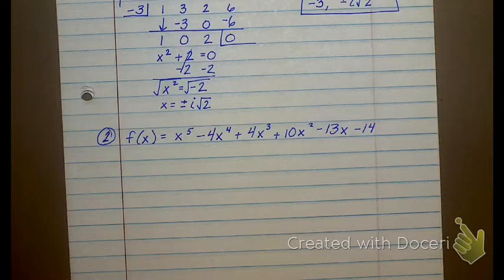So let me graph this. While I'm graphing this, why don't you come up with your list of possible roots? Okay? x to the 5th minus 4x to the 4th plus 4x to the 3rd plus 10x squared minus 13x minus 14.